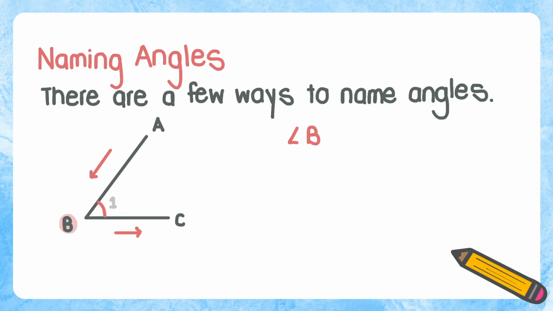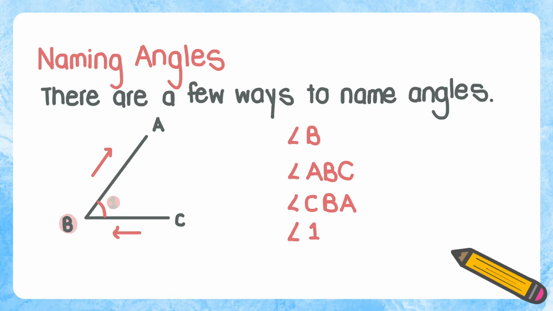Another way to name this angle is to start at A, go through B, and end at C. So we can also name this angle as angle ABC. We can also go in the opposite direction, starting at C, going through B, and ending at A. In this case, the angle would be called angle CBA. Keep in mind that these are still all talking about the same angle, they're just written differently.